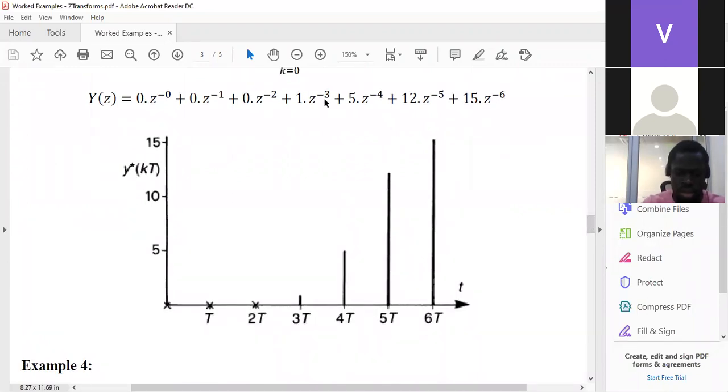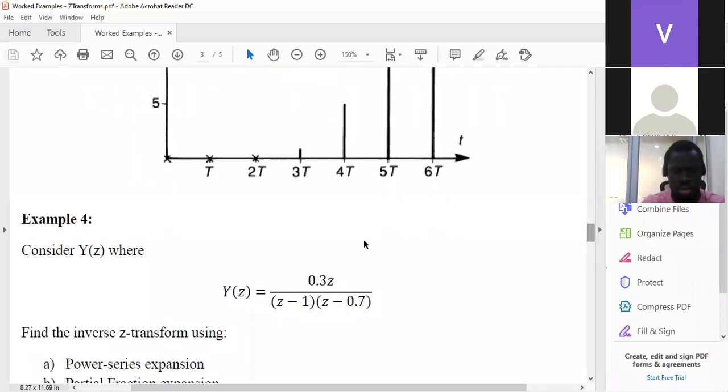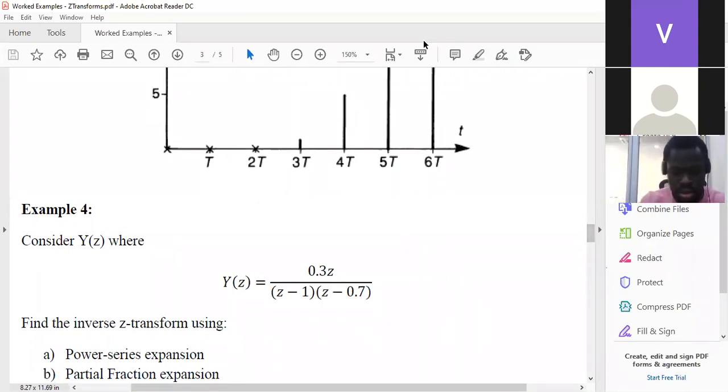So I have less than 2 minutes. The last question is the inverse Z transform. The last question is very, very important. So what I'm going to do now is end the meeting, then I would rejoin using the link. I will end the meeting now so that we can just do this last one and exit.